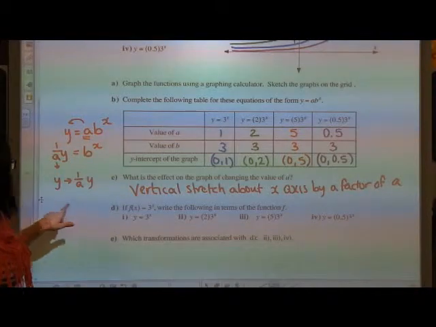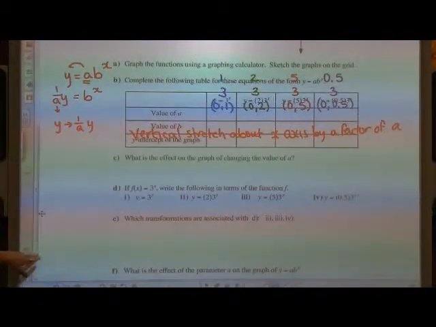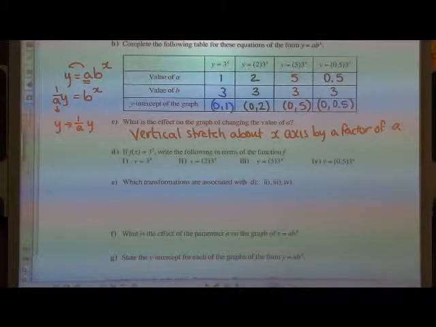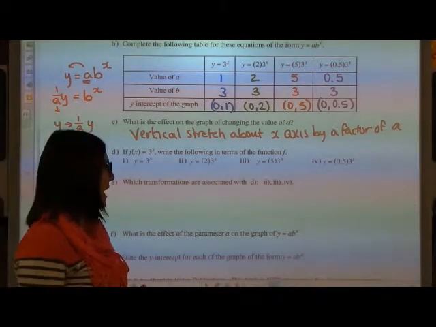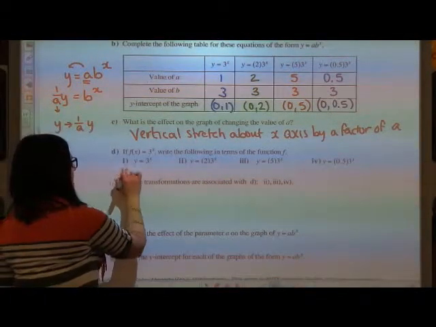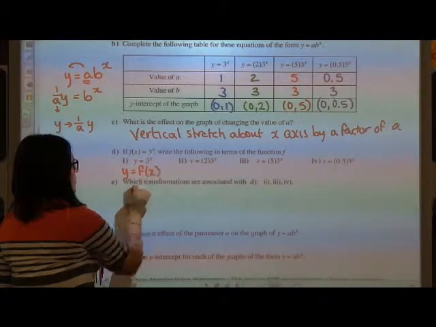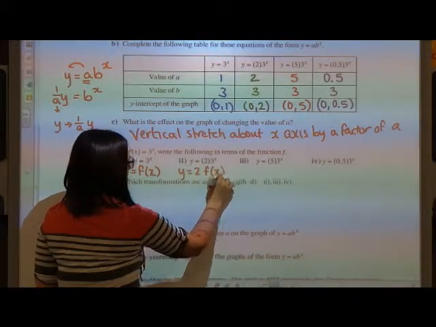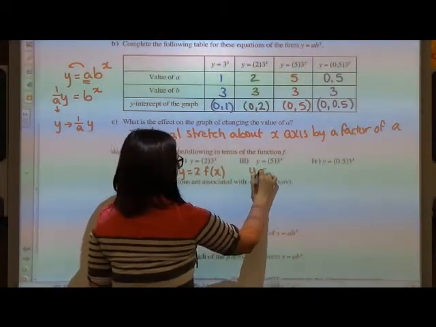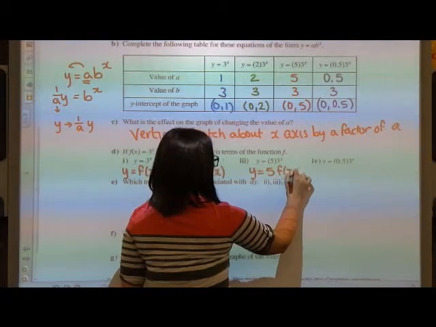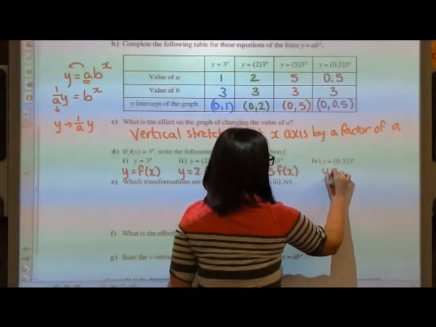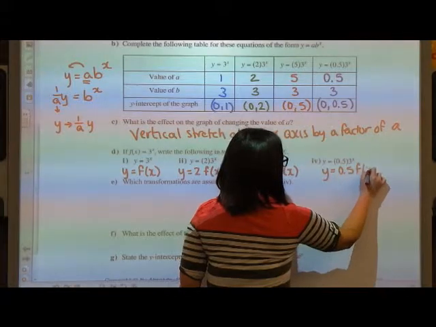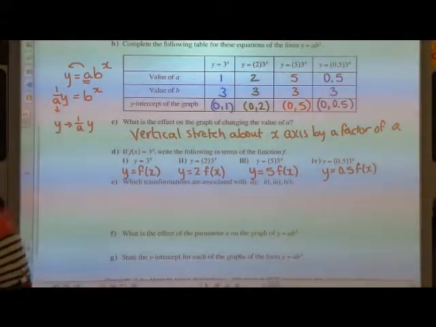So if f of x equals 3 to the power of x, it says write the following in terms of the function. So in other words, wherever I see a 3 to the power of x, I would replace it with f of x. So y would equal f of x in the first one. In the second one, y would equal 2 times f of x. In the third one, y would equal 5 times f of x. And then in the last, y would equal 0.5 times f of x.